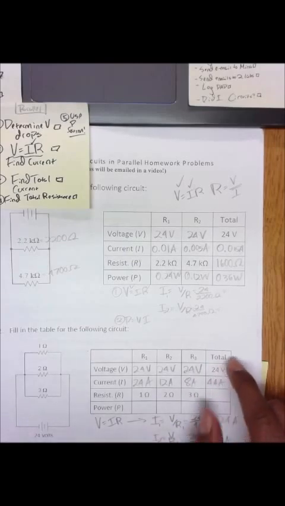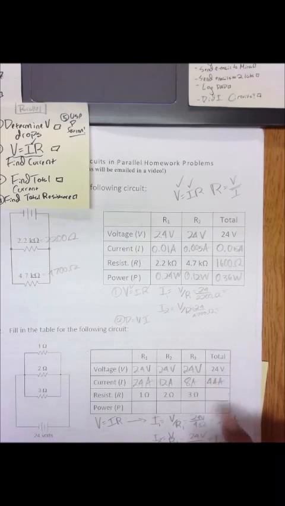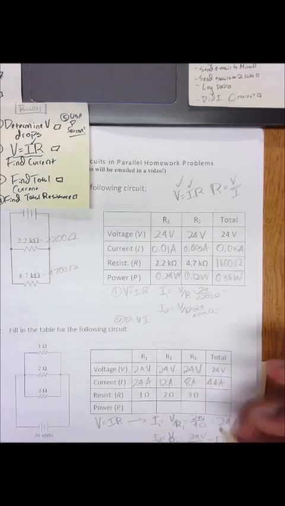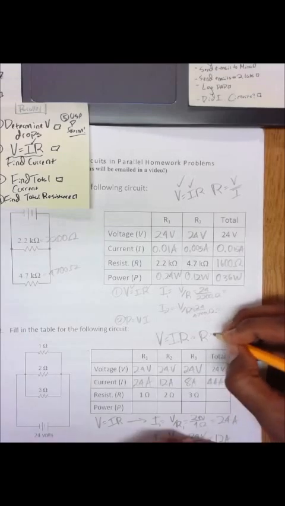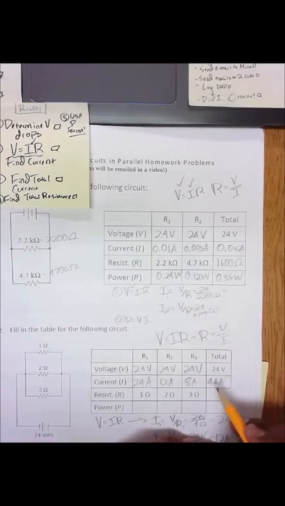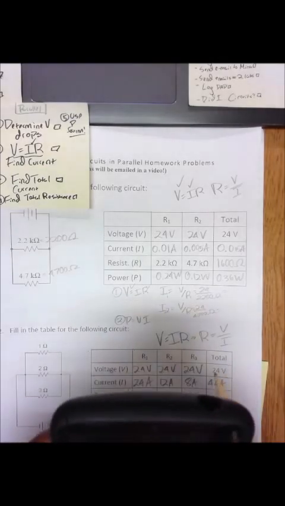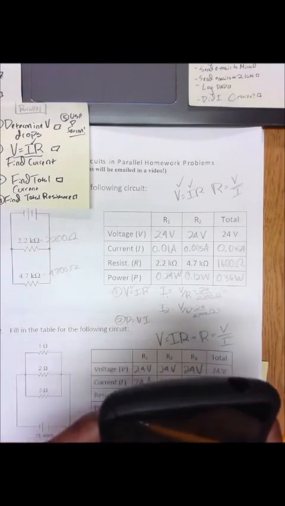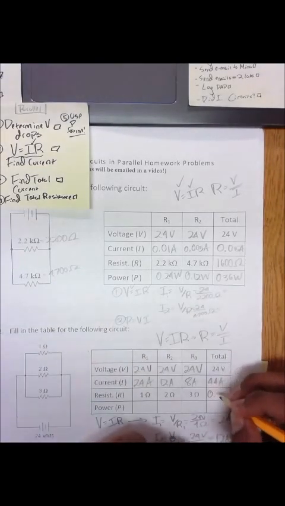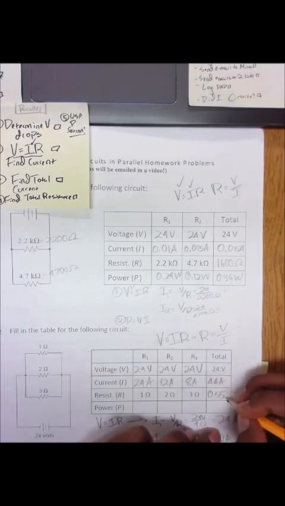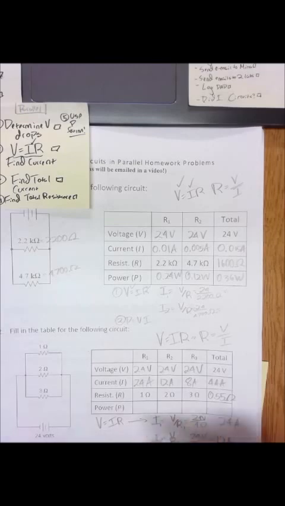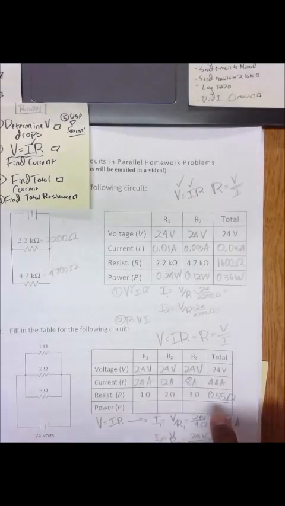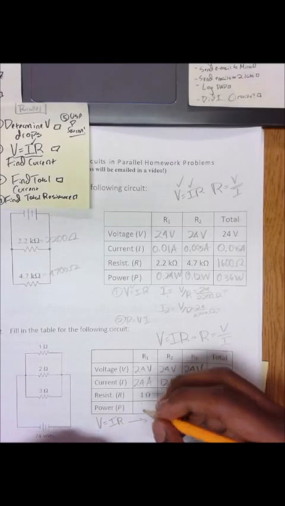Now with the total voltage that we have and the total current, we can find the resistance. So R is equal to V over I, and we end up with the voltage here, 24, divided by the current, 44. And we get something like 0.55 ohms. The more resistors you add in parallel, the smaller that overall resistance is going to be.